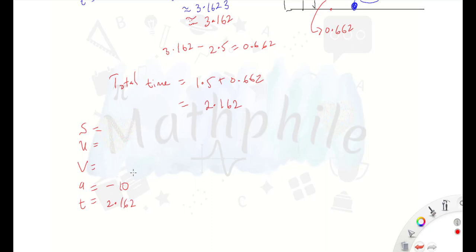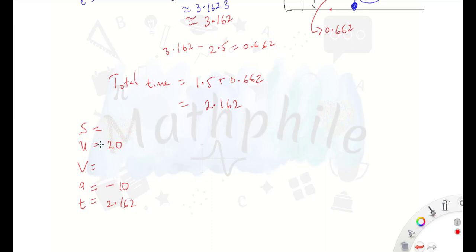The particle is still... I can't hear you. Sorry, can you hear me? Now I can hear you. Yes, the initial velocity is 20. Actually, what I'm doing is wrong, and I'll tell you why.